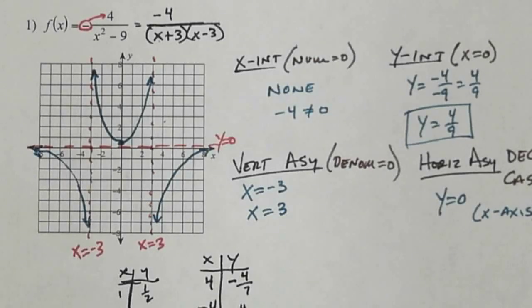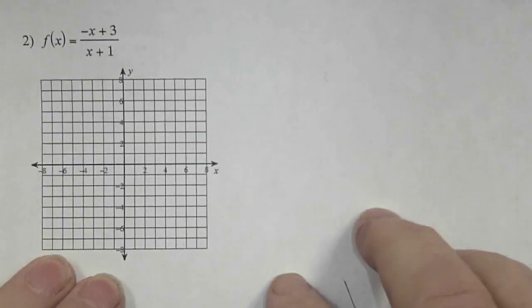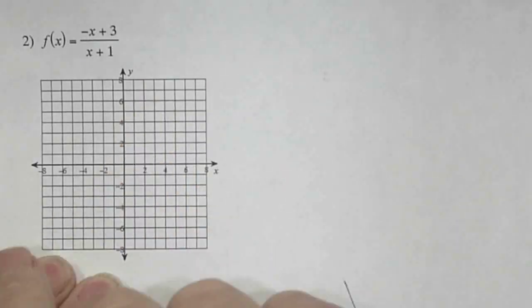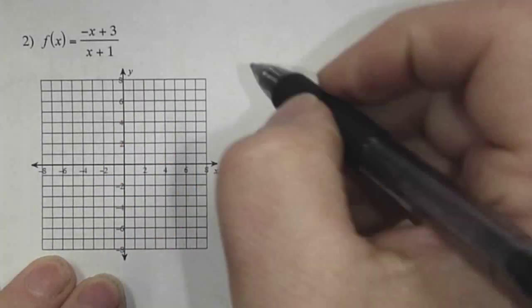Okay, my turn. My turn here. Let's do this one. Ooh, look at that negative x right there. Oh, I don't know. Well, let's just do it.